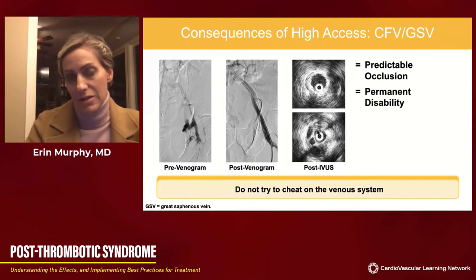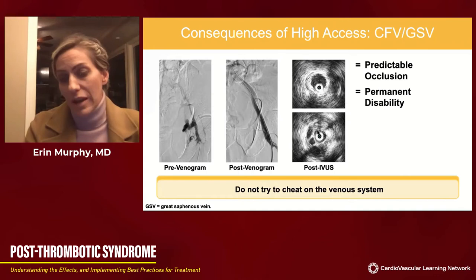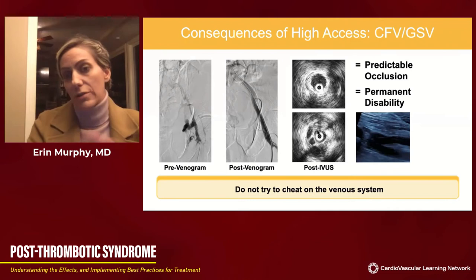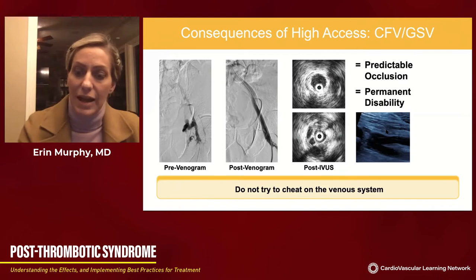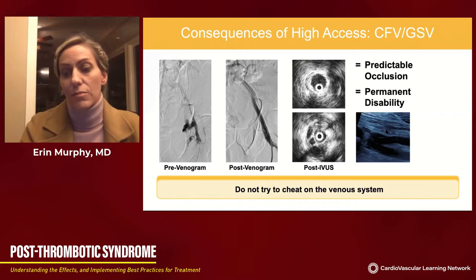This patient, unfortunately, had a stent occlusion that we've not been able to recanalize. And this was actually his preoperative ultrasound that I showed on the prior screen with a good landing zone right at the femoral profunda confluence. He would have been a likely success if the stent had been landed in the correct place and access achieved at the right place. So super important not to cheat in the venous system or take shortcuts.